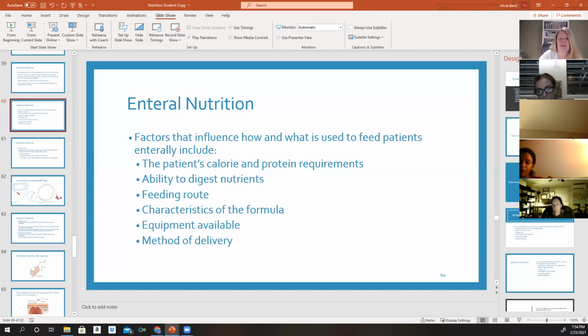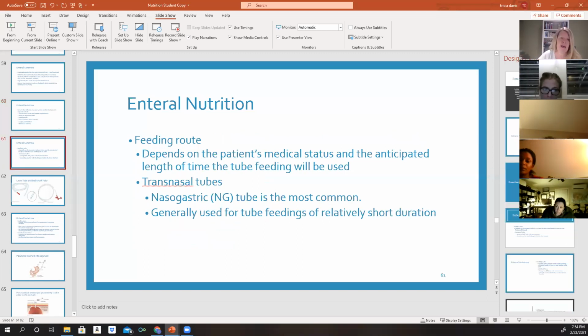And then, of course, the method of delivery, how we're doing it. Is it going to go by the hour? Is it just going to go overnight when they sleep? Sometimes that's what you see. We'll hook them up at 8 o'clock to a feeding pump and it'll run till 6 o'clock in the morning. Sometimes it runs 24 hours a day if it's in a central line. And then some patients just get boluses 3 or 4 times a day. It's all different based upon your patient's needs.